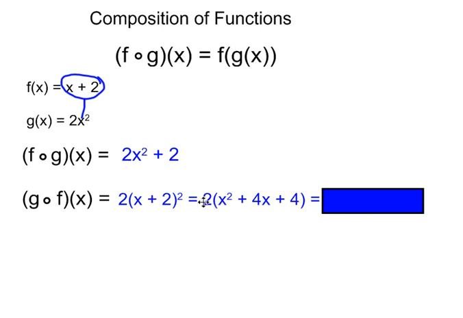I have the 2 outside, and what I'm going to do is distribute the 2 in. Again, how I got that is I separated x plus 2 times x plus 2. When I FOIL that, that's how I got x squared plus 4x plus 4. Again, when I distribute the 2 in, my final answer is 2x squared plus 8x plus 8.